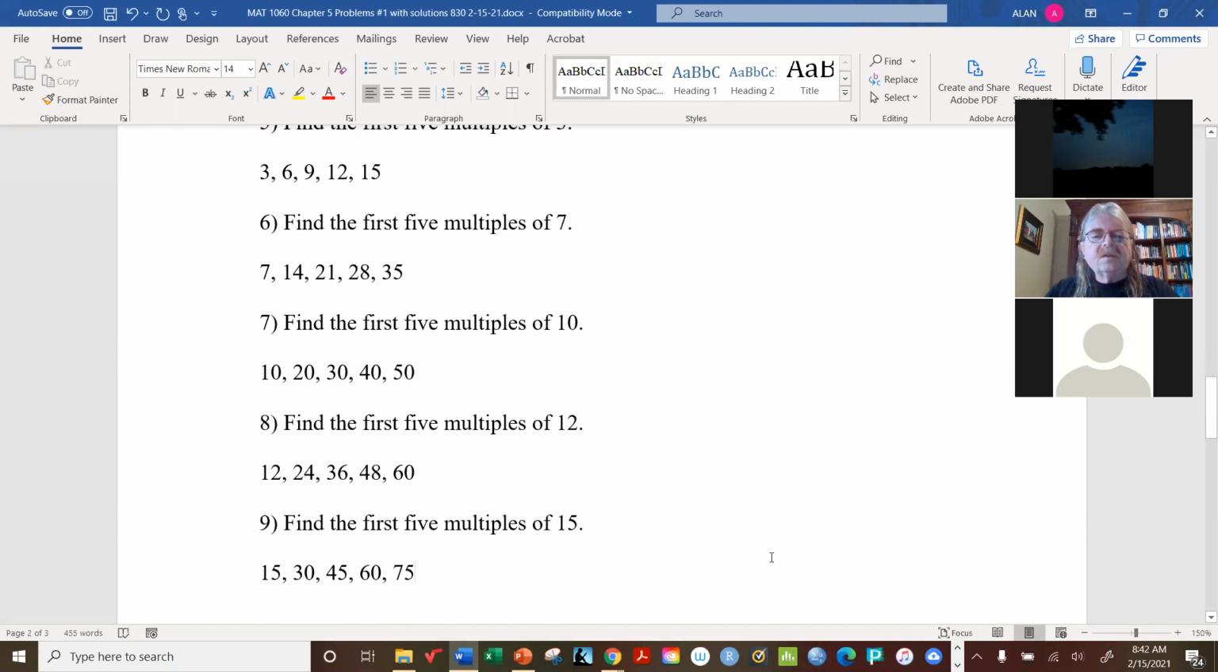Scroll down just a little more. There's also the multiples of 5. So you can see some of these are quite simple. Some of these, yeah, you want to be a little careful. I mean, you might be able to do these in your head, but you always want to be careful.